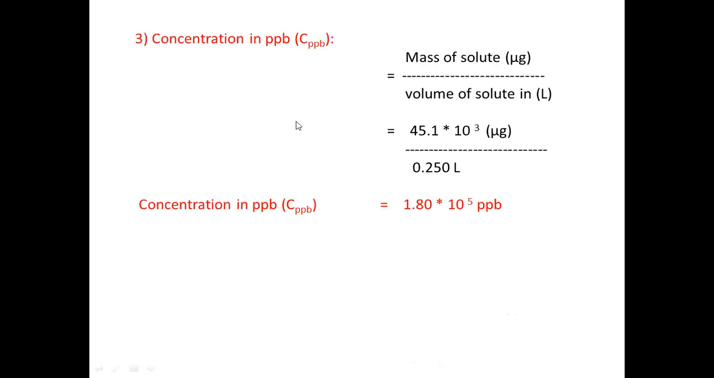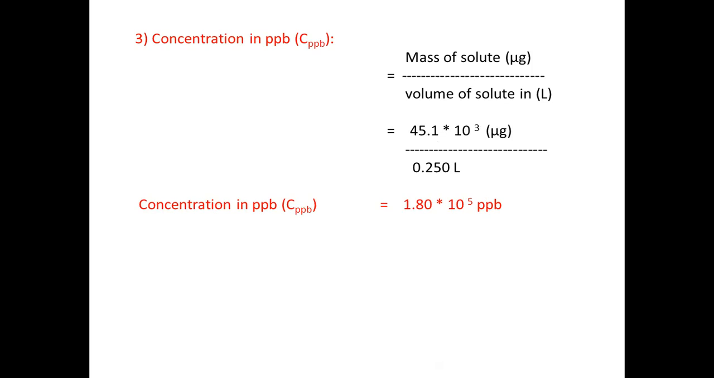Now concentration in ppb, that is called parts per billion. Again it has a formula: mass of solute in microgram, whereas in case of ppm it was in milligram, divided by volume of solution. We already converted the 45.1 milligram into microgram by multiplying by 10 raised to 3. So 45.1 into 10 raised to the power 3 microgram divided by 0.250 liter, and the answer is 1.80 into 10 raised to 5 ppb, that is parts per billion.